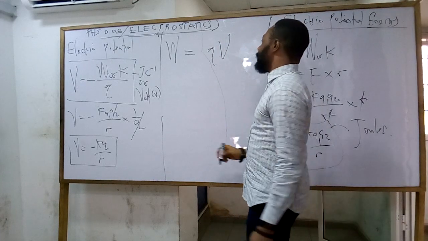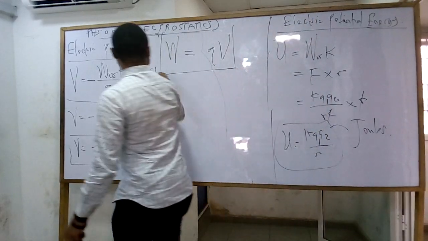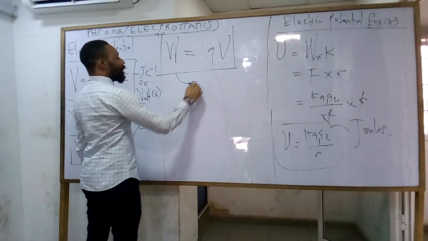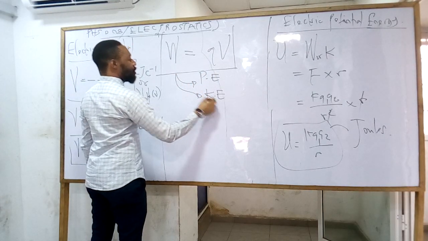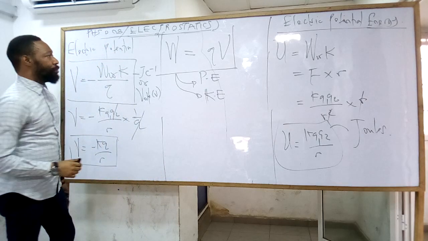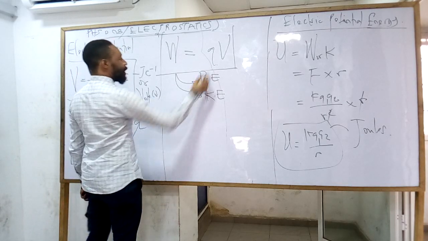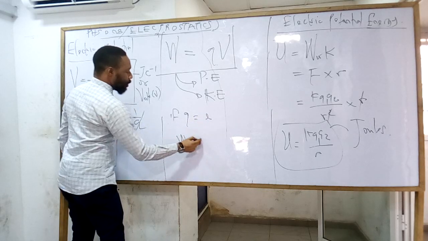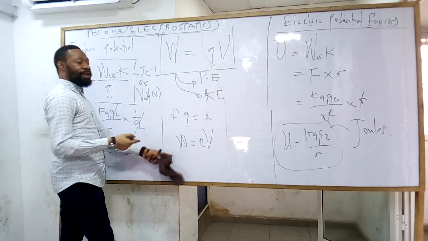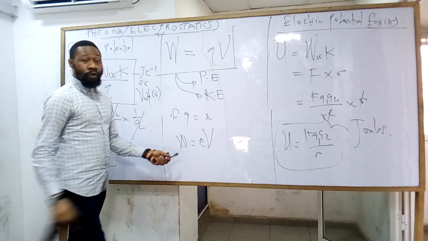Or minus as the case may be. So this work can come in your question as potential energy, or can come as kinetic energy. Don't waste your time, it's the same thing they're asking. And for the electronic charge, if Q equals e, then your work becomes eV. Very similar to what you have.